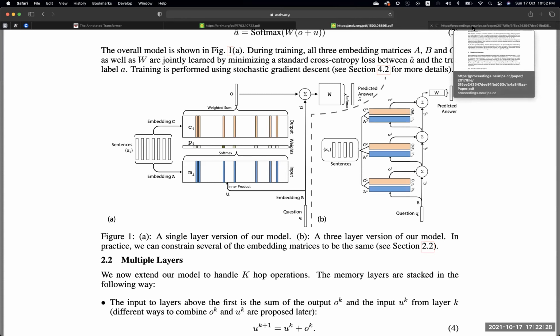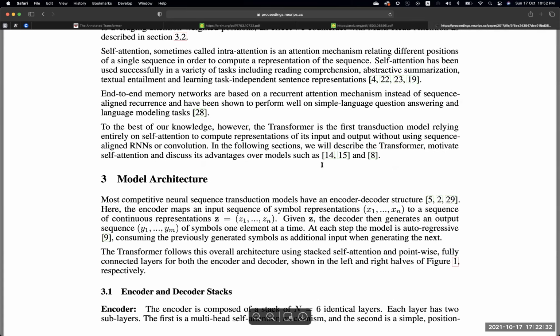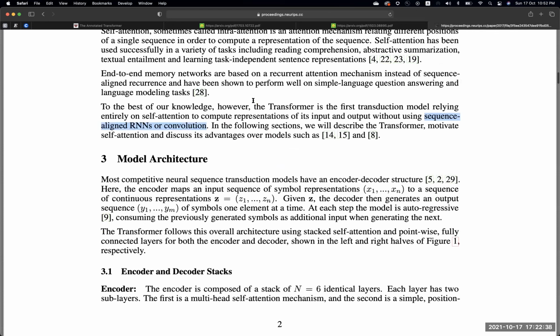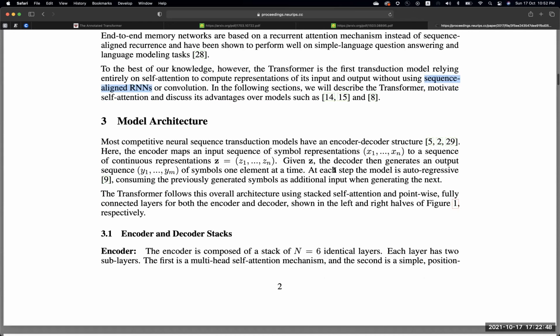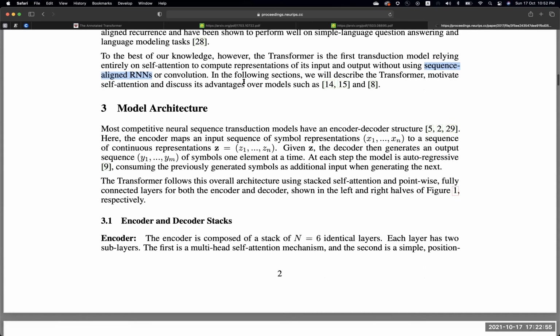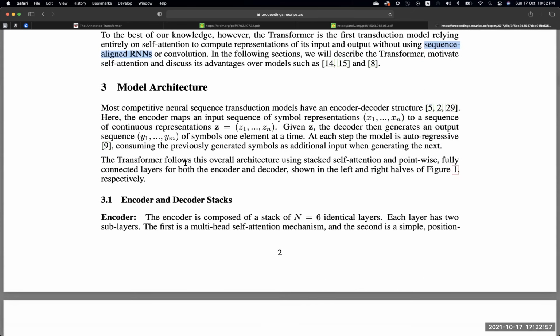Moving on, I would just mention a small reference: sequence aligned RNNs and convolution. They have mentioned that the transformer is the first transduction model. This is an interesting term, sequence aligned RNNs. I think everybody knows it, but I just wanted to mention that sequence aligned RNNs have been compared and mentioned here. Maybe you can visit it later on.